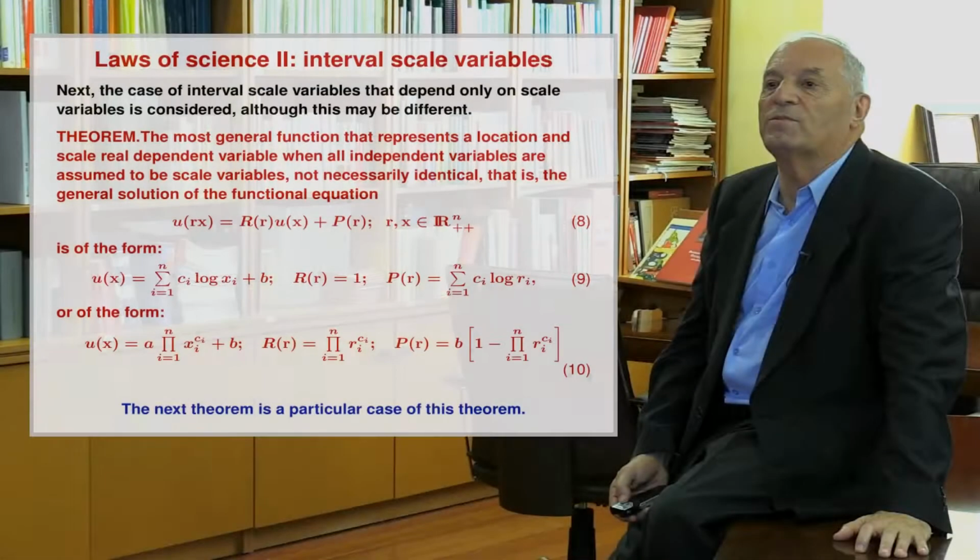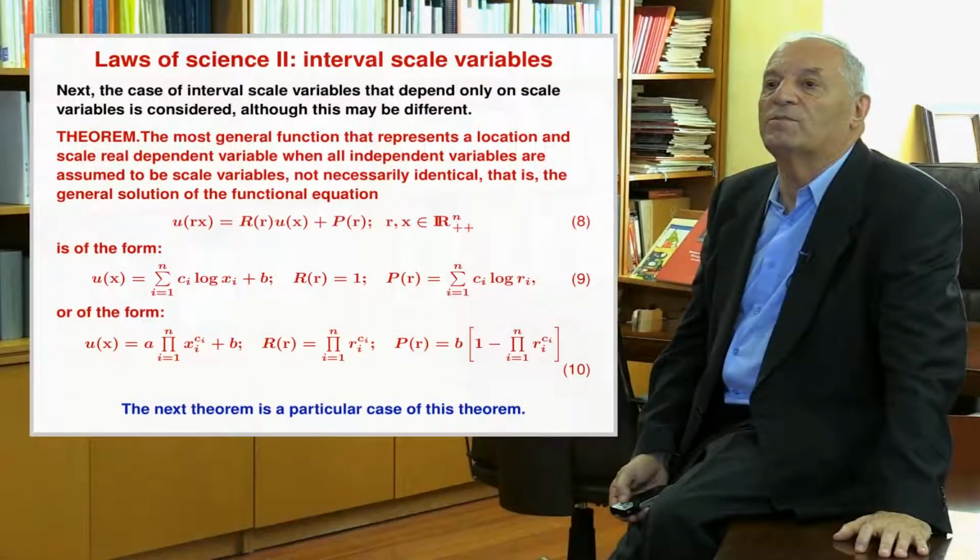Next, we deal with what we call laws of science 2, which deals with interval scale variables. In other words, the case of interval scale variables that depend only on scale variables is considered, although their ratios may be different.